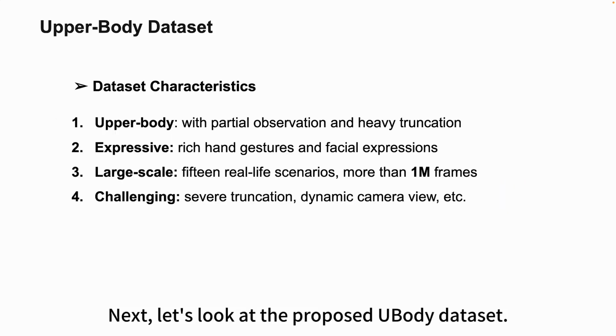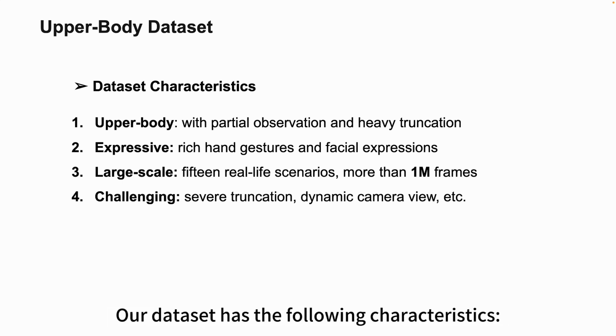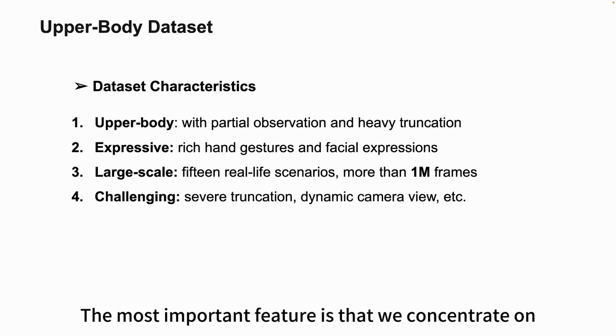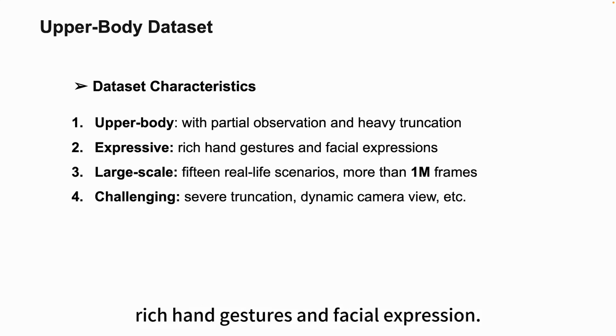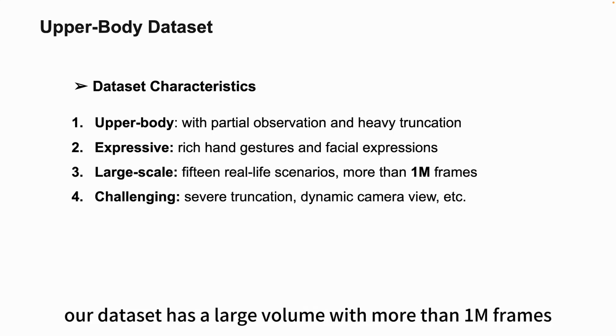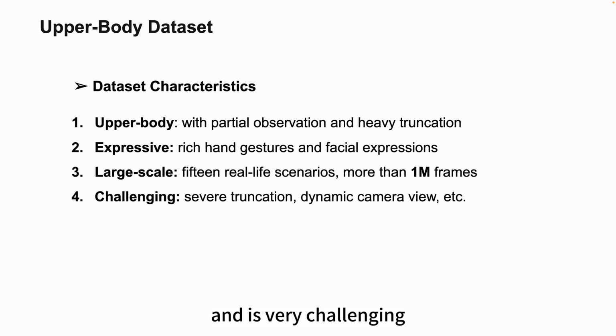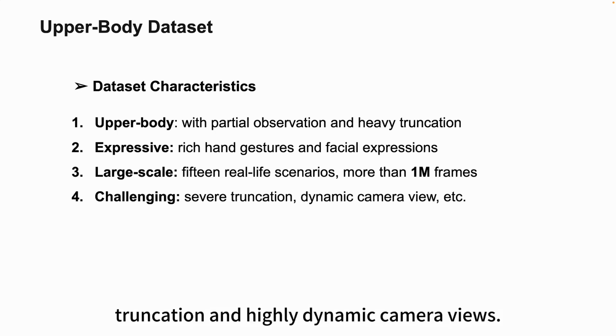Next, let's look at the proposed U-body dataset. Our dataset has the following characteristics. The most important feature is that we concentrate on the upper body part and collect our dataset from 15 upper body real-life scenes. These scenes have rich hand gestures and facial expression. Besides, our dataset has a large volume with more than 1 million frames and is very challenging due to the severe truncation and highly dynamic camera views.